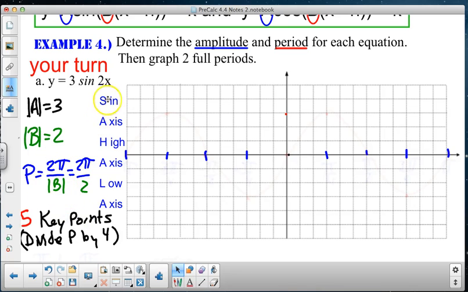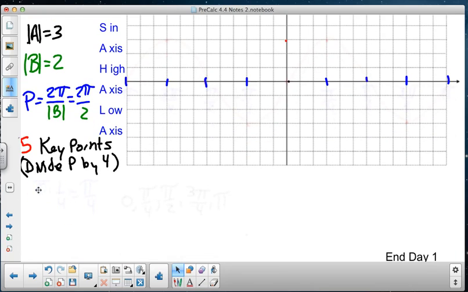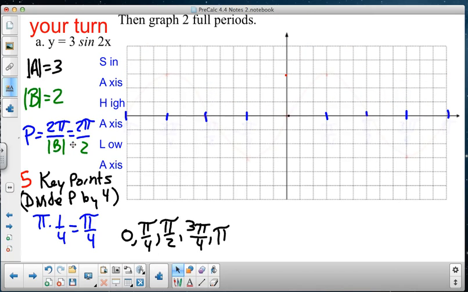So I got my 5 key points I'm going to look for. I'm going to divide by 4. So now my period is pi, and I am going to have them pi over 4 long. Okay, and so my 5 key points are 0, pi over 4, pi over 2, 3 pi over 4, and pi. So keep in mind, this is all my setup as I go. I've got this going on with my 5 key points, and I got to do this 5 key point thing to be able to use this quick graphing.